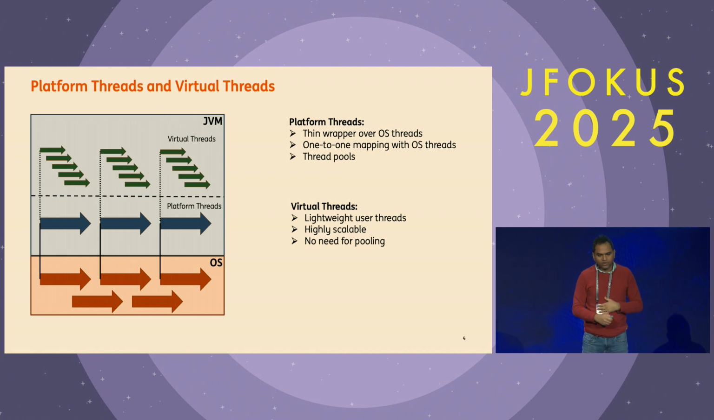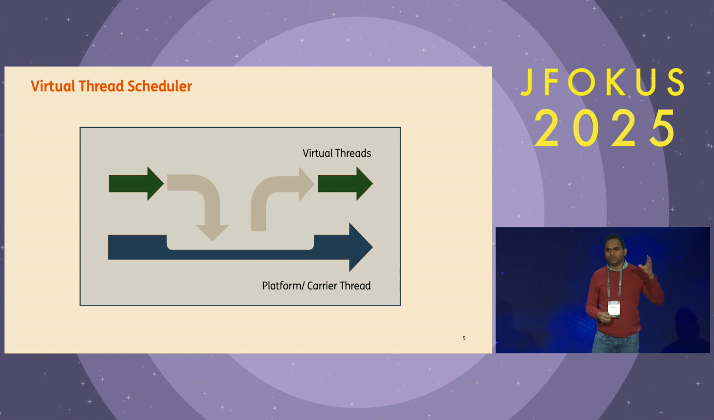What about those? Well, for those, we have a virtual thread scheduler. This is a newly introduced scheduler. It is introduced along with virtual threads. And what it does is it mounts a virtual thread onto a platform thread when a virtual thread requires a platform thread, and it unmounts it when the virtual thread does not require a platform thread.